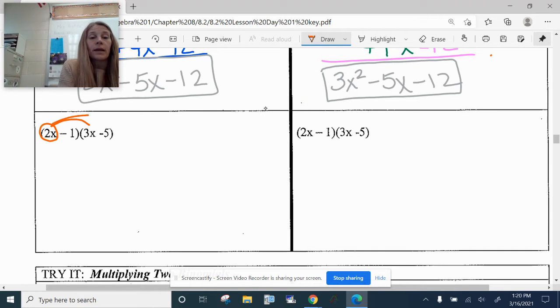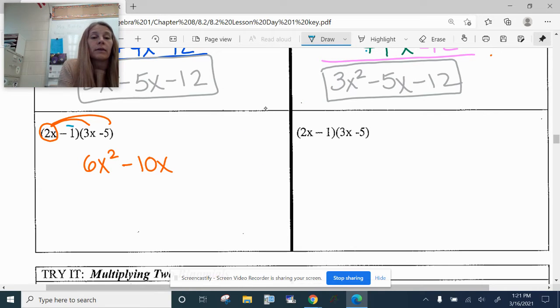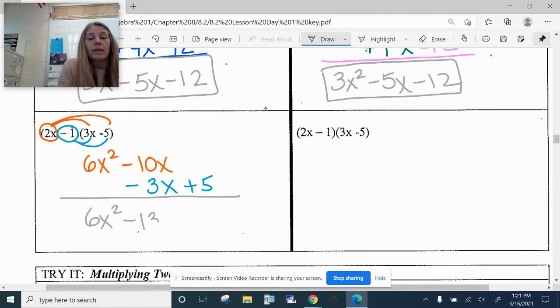So 2x times 3x will give me 6x squared. Remember, you're adding those exponents. 2x times negative 5 would be negative 10x. Then I'm going to do the second distribution here. So I get negative 3x and then plus 5. So this gives me 6x squared minus 13x plus 5.